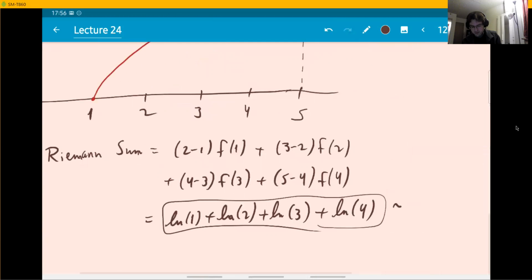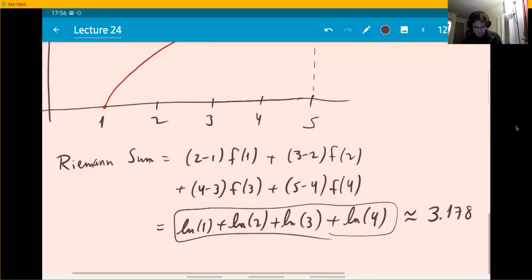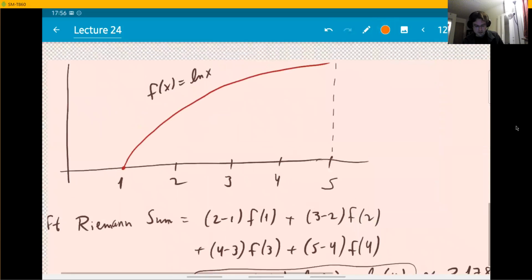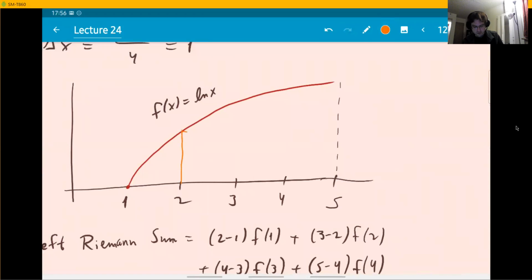We don't have to simplify this in any way, although I'm gonna write the decimal approximation for what this actually is. This is going to be 3.178. This sum represents, in orange right here, the sum of the areas of these rectangles. And it's actually smaller than the integral of ln x.